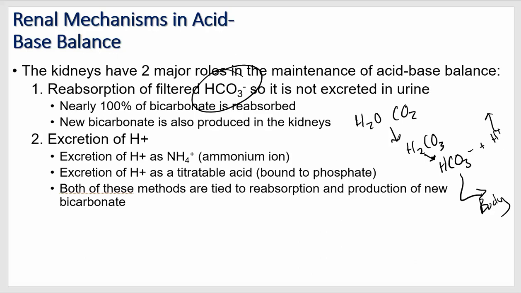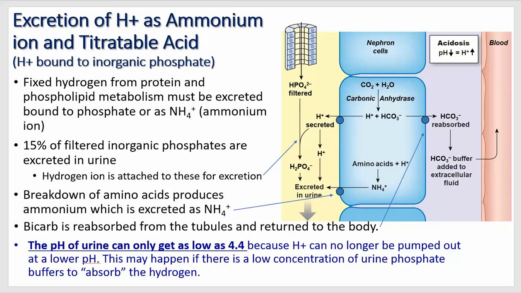So both these methods are tied to reabsorption and production of new bicarbonate. So we're going to see that and how that works. So excretion of hydrogen as ammonium ion, the cation, and the titratable acid. We're going to have a couple of pictures of this. This one's an oversimplification because it doesn't talk about some of the exchange that happens, but it gives the overall impression of what you're doing. So fixed hydrogen from protein phospholipid metabolism has to be excreted, bound to a phosphate or that ammonium cation, that ammonium ion.